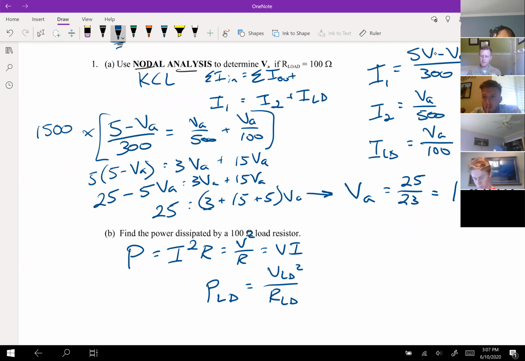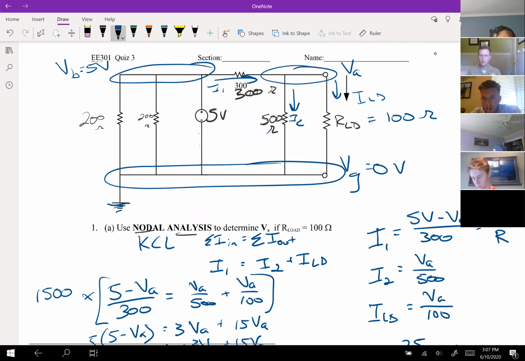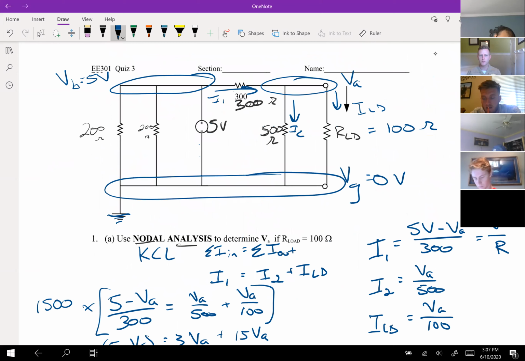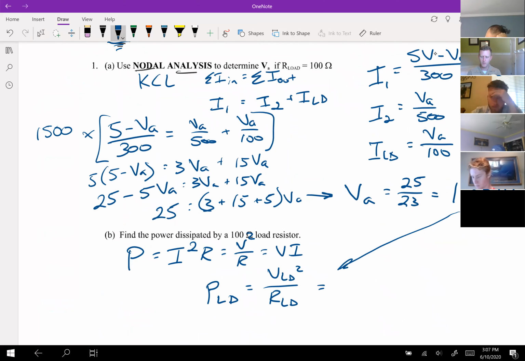Well, that is this number right here, because V load is the voltage across the load resistor, which is VA to ground. So the single subscript just means relative to ground. VA is relative to ground, which is the V load, which we just solved for. So I could plug that in. 1.087 squared divided by 100, and I get 11.815 milliwatts.